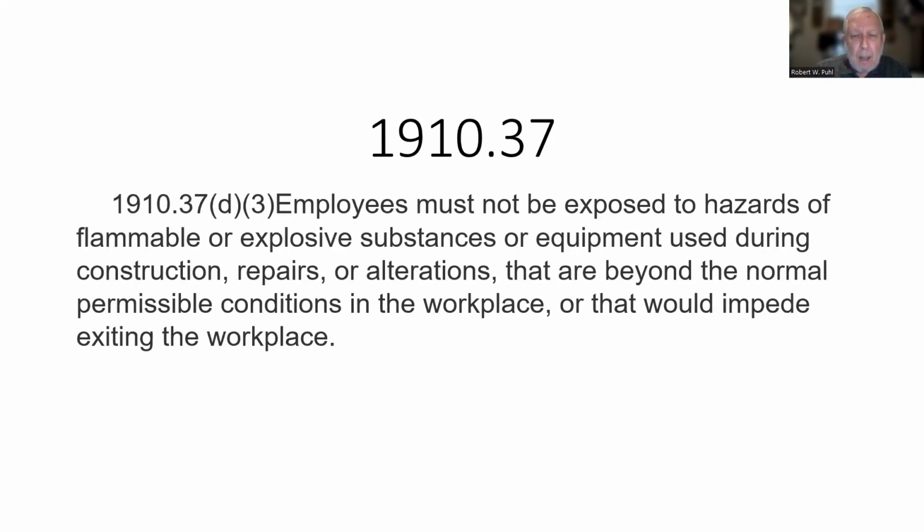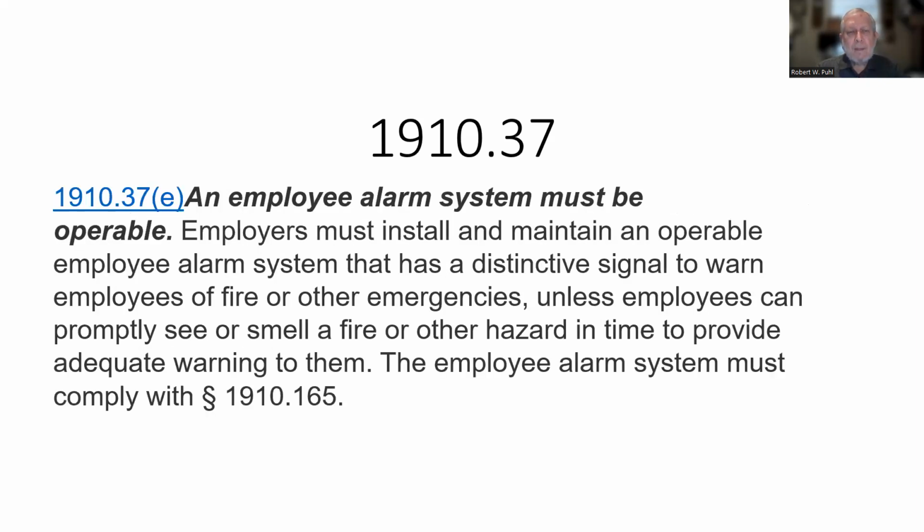So employees must not be exposed to hazards of flammable or explosive substances or equipment used during construction, repairs, or alterations that are beyond the normal permissible conditions of the workplace, or that would impede exiting the workplace. That makes sense. An employee alarm system must be operable. Employers must install and maintain an operable employee alarm system that has a distinctive signal to warn employees of fire or other emergencies, unless employees can promptly see or smell a fire or other hazard in time to provide adequate warning to them. The employee alarm system must comply with 1910.165.